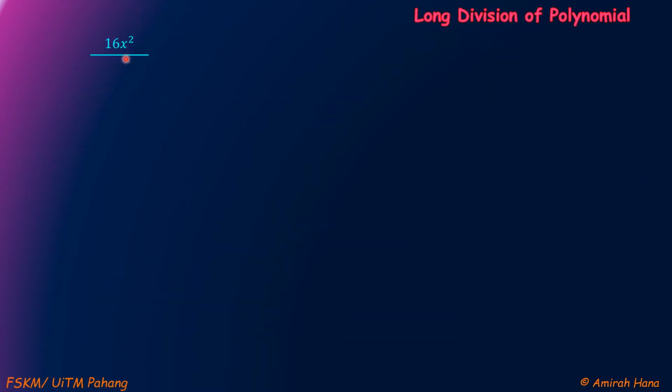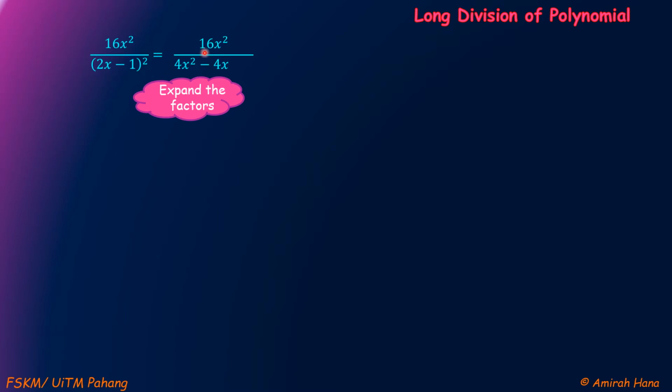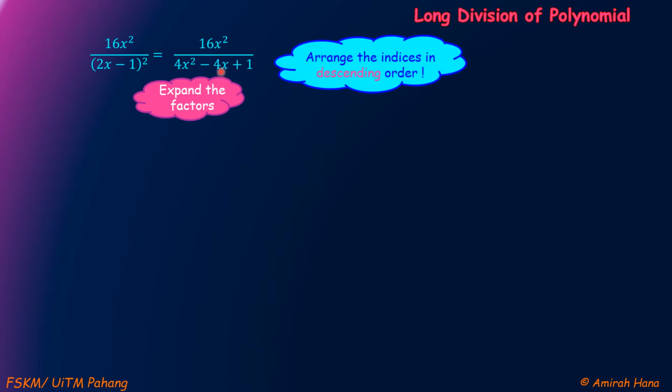From the rational function 16x squared over (2x minus 1) squared, first we need to expand the denominator. After we expand, we have 16x squared over 4x squared minus 4x plus 1. Before we do long division, we need to expand the factors, and then arrange the indices in descending order, right?